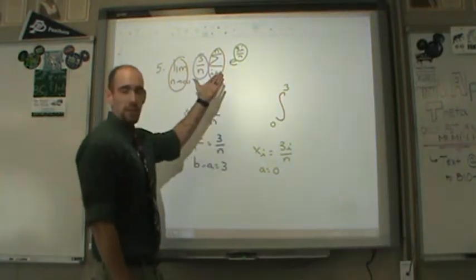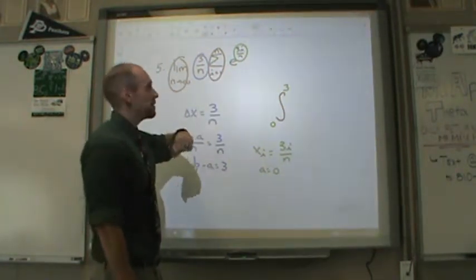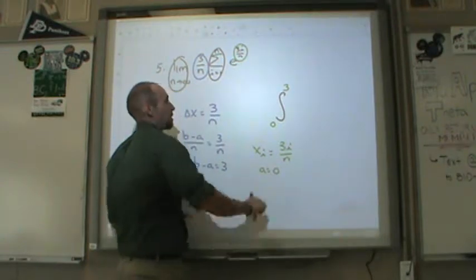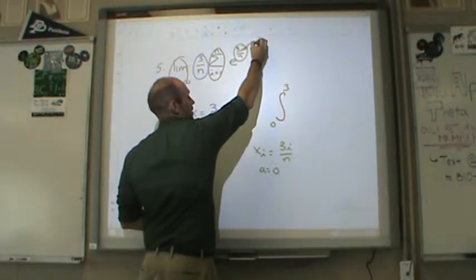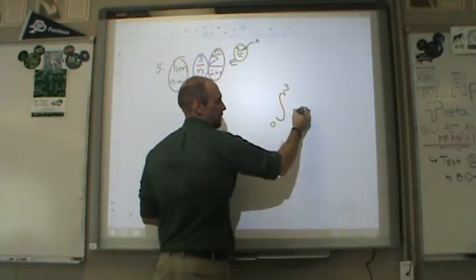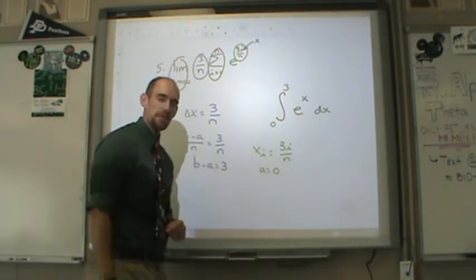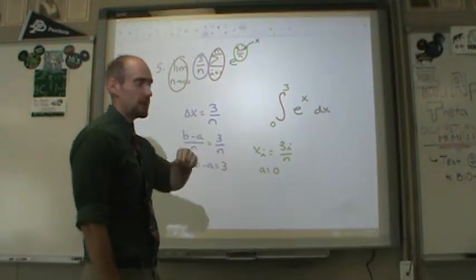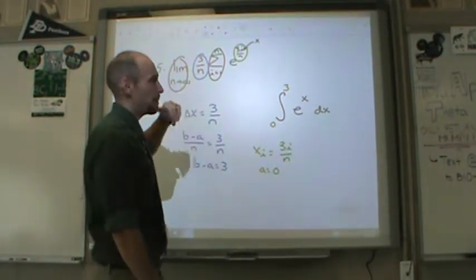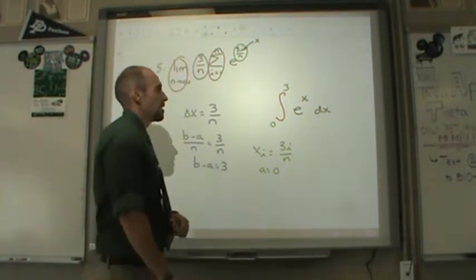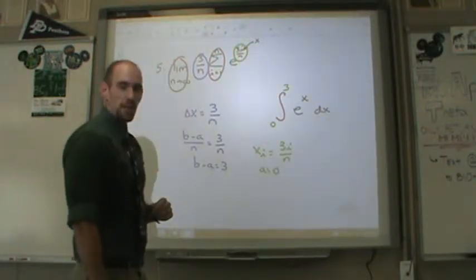And now I go back to my function. The only thing that's actually left is e, and remember, I'm going to replace this x sub i with x. So my function would be e to the x, and don't forget that dx on the end. Okay, so here's my definite integral that we just rewrote from my Riemann sum. All right, so now let's keep going. Let's do another one.